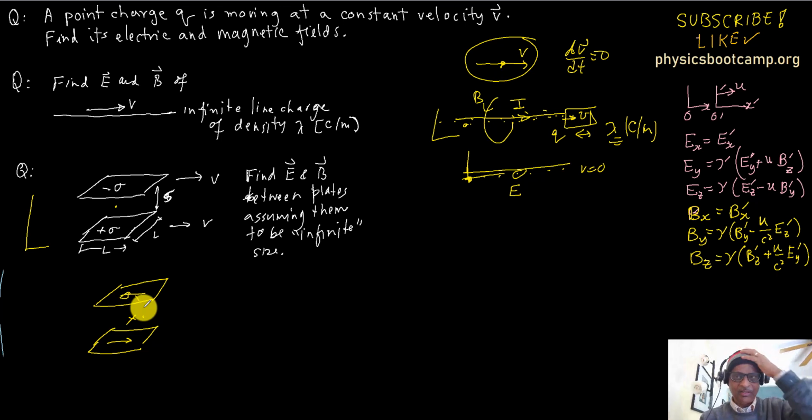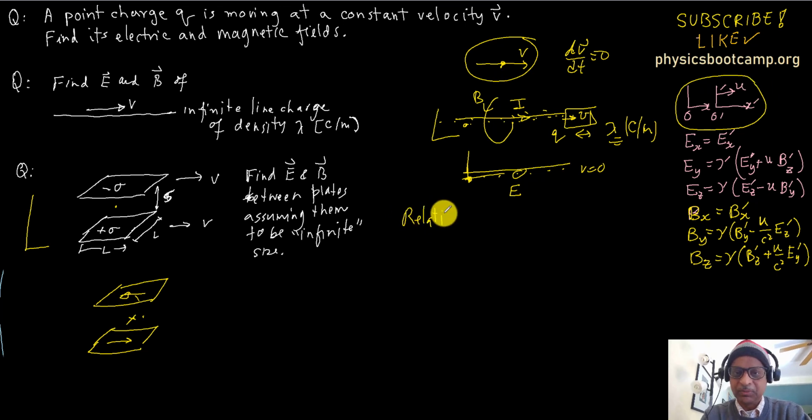Now, we talked about electric field and magnetic field in terms of transformation, and this transformation in terms of four vectors. So let's just do a review relating to four vector notation.